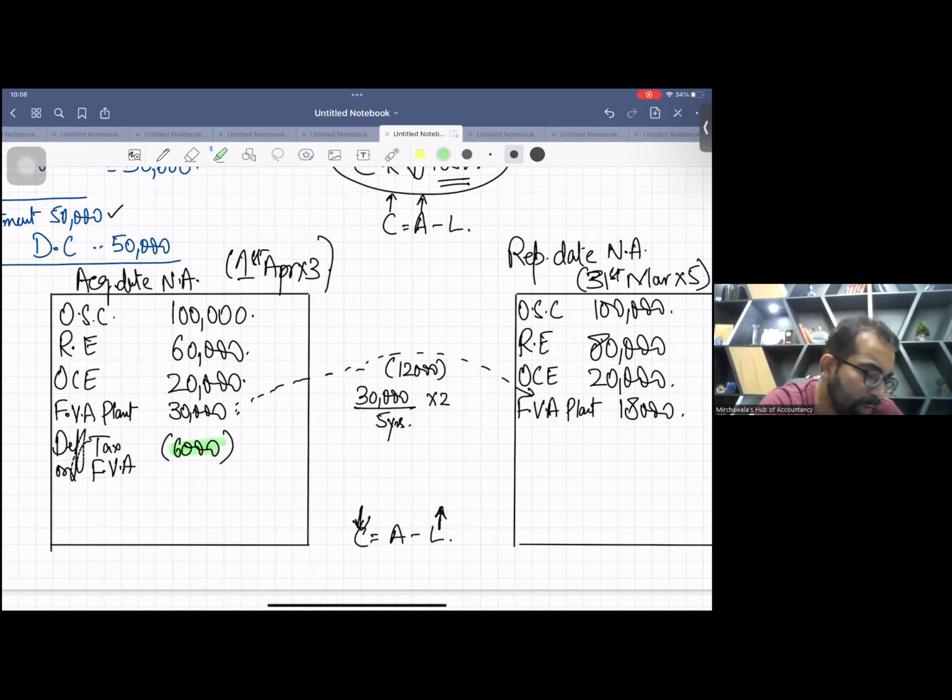So how to calculate this deferred tax liability at the end of year 2? Just multiply the tax rate of 20% on this 18,000. So deferred tax on FVA will be 18,000 times 20%, which is 3,600.